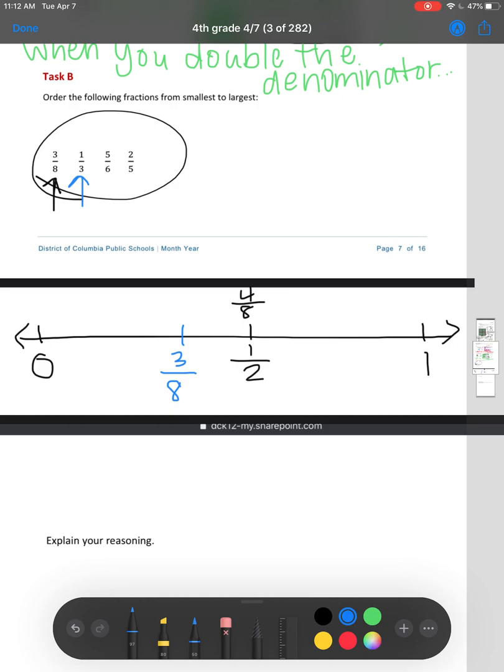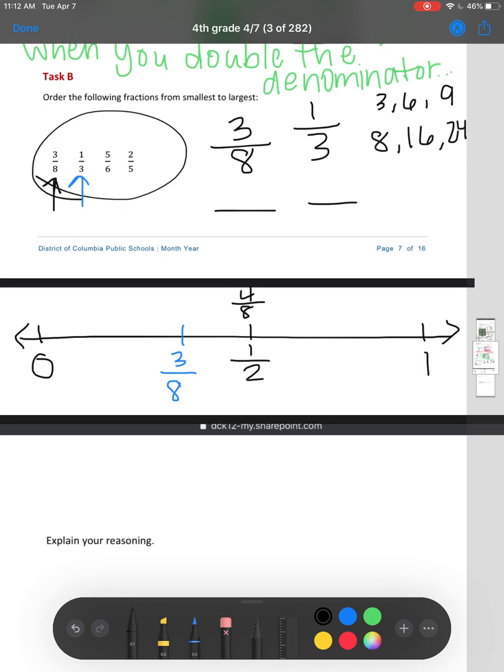So if we say, okay, 3/8, let's see, 3/8 and 1/3. I want to know which one is larger. Where is 1/3 going to go, before 3/8 or after? So I am going to use that strategy of finding the least common multiple, all right? And when you find the least common multiple, remember you could come over here and skip count. So say 3, 6, 9, and 8, 16, 24, right? And eventually you're going to figure out that the least common multiple between 8 and 3 is 24, all right?